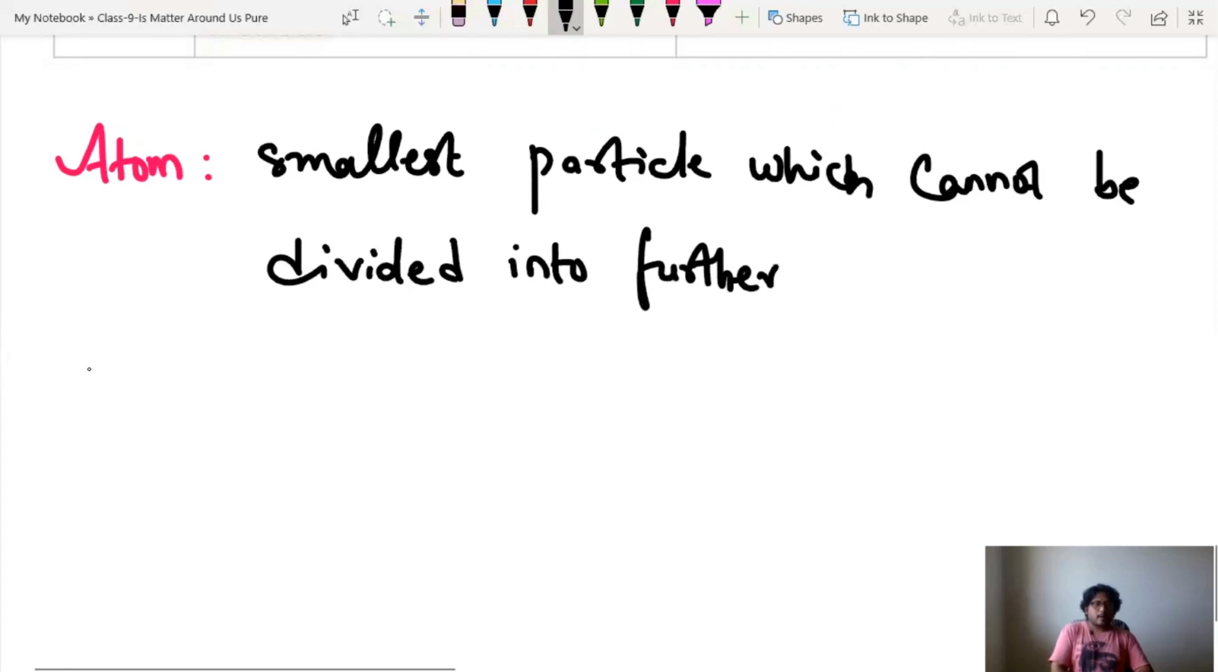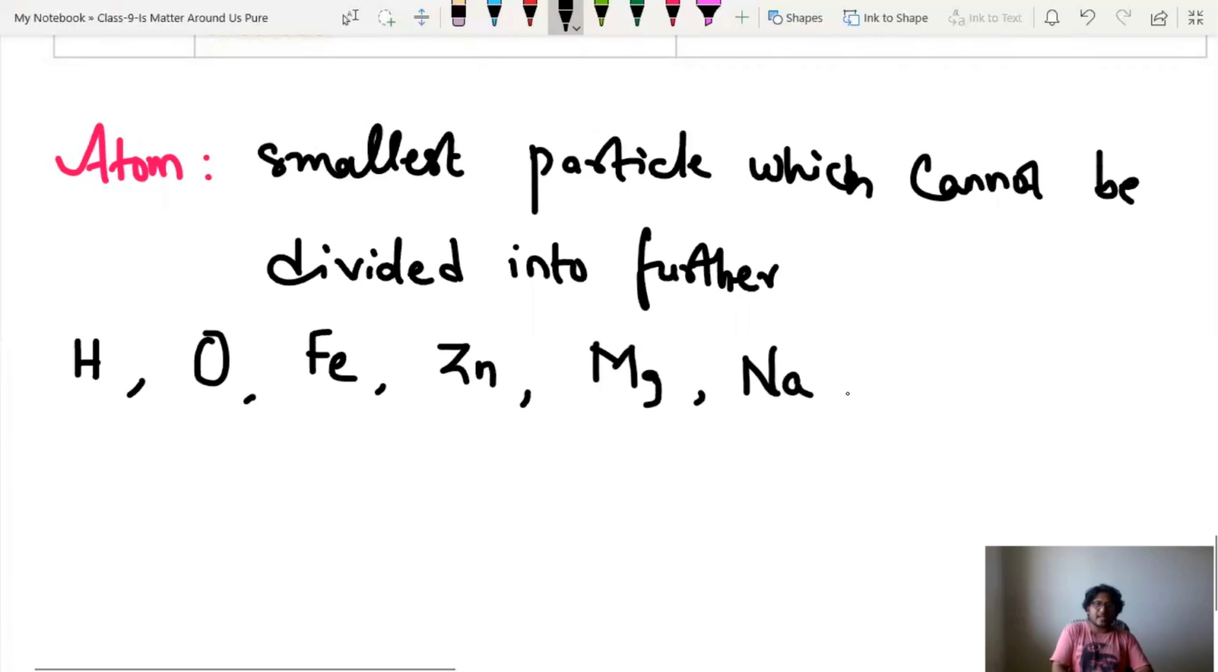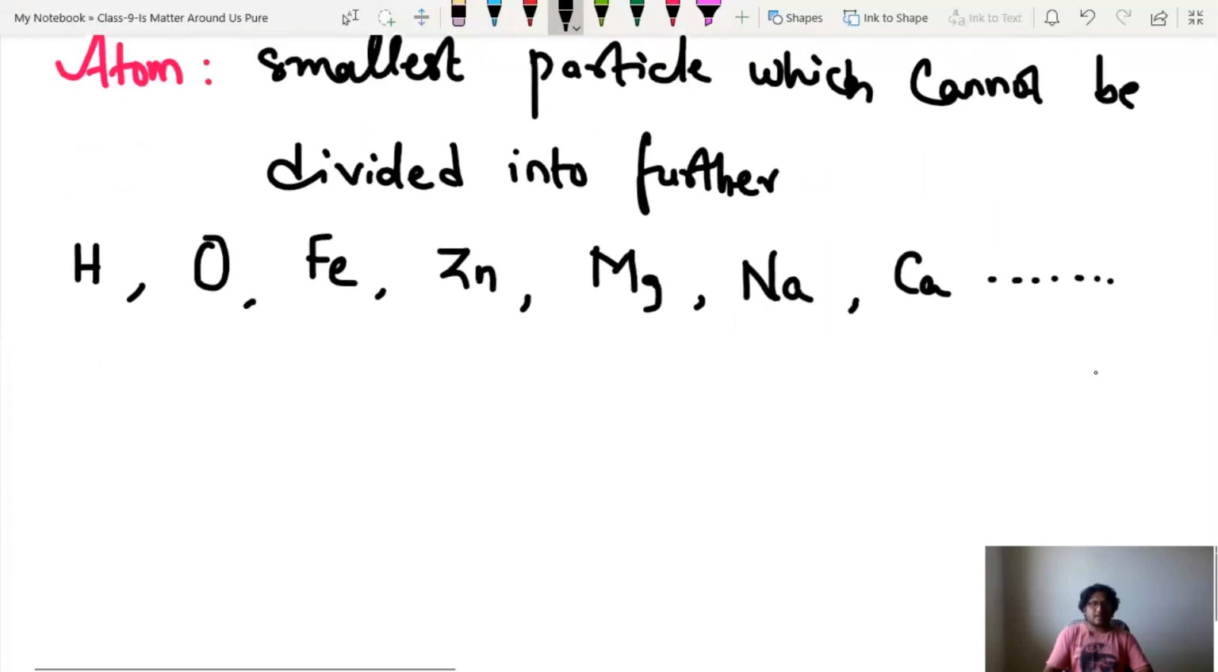And examples, you can take hydrogen atom, which is mentioned with letter H, oxygen atom, O, iron atom, Fe, zinc atom, Zn, magnesium atom, Mg, sodium atom, Na, calcium atom, Ca, etc. These all are atoms. Next we have another definition and another term called element.